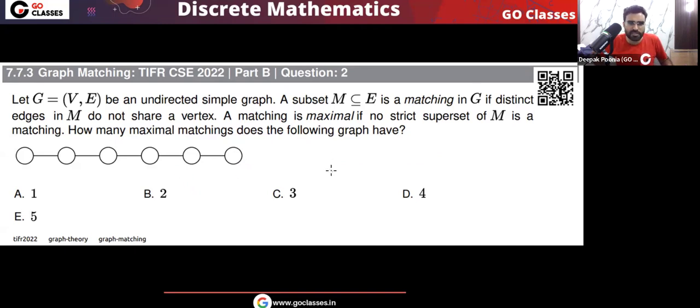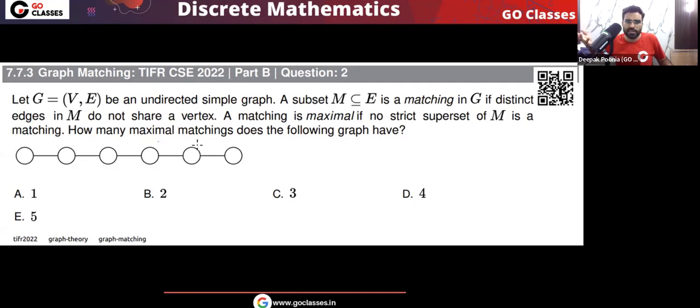And what is that smart method? That is: think recursively. I told you in the beginning of this lecture that whenever there is a question related to counting matchings, or counting independent sets, or counting vertex covers and so on, then always think recursively. So to solve this question, there are two methods. Method number 1 is manual. We will do it, don't worry. And method number 2 is the smart method, that is we will generalize the result.